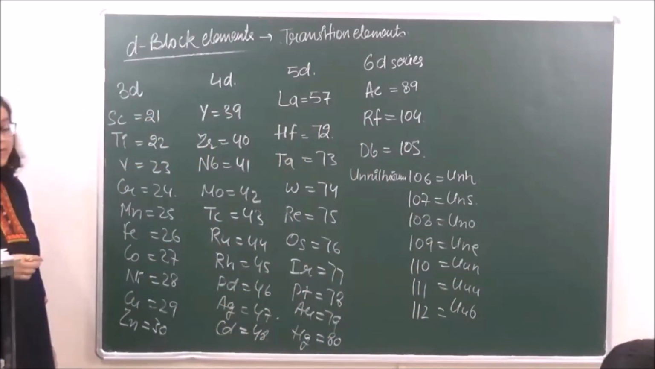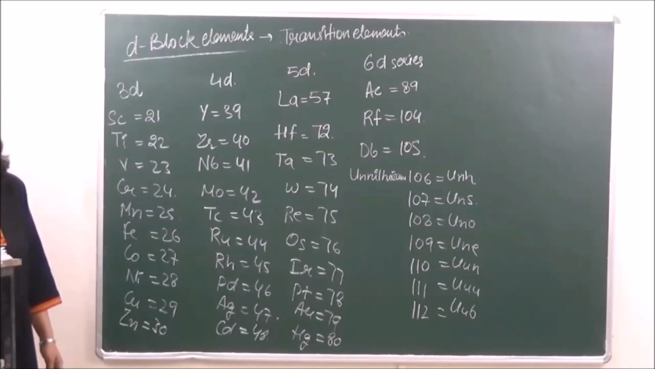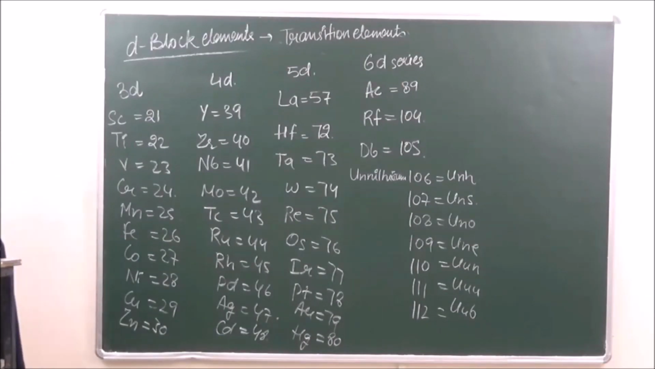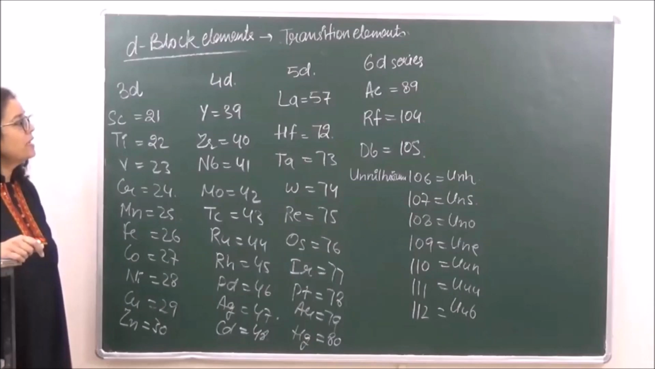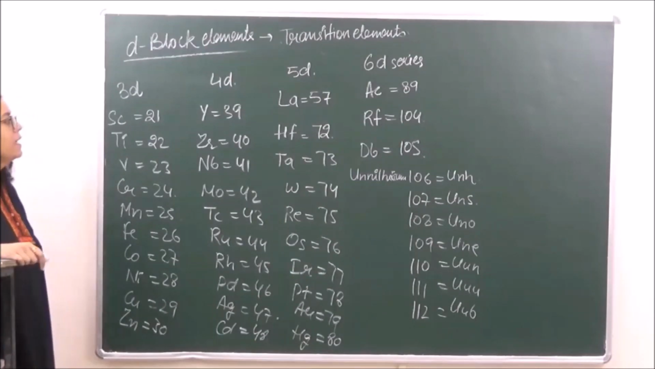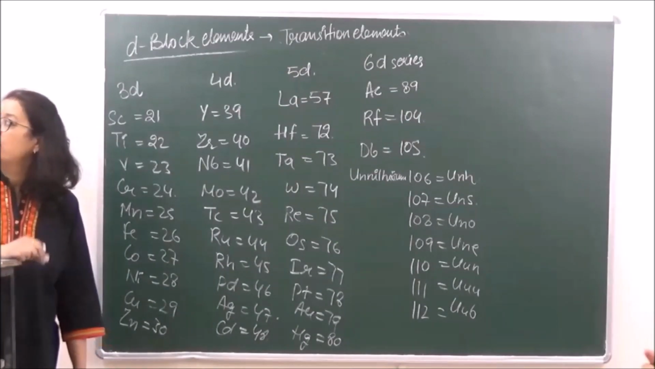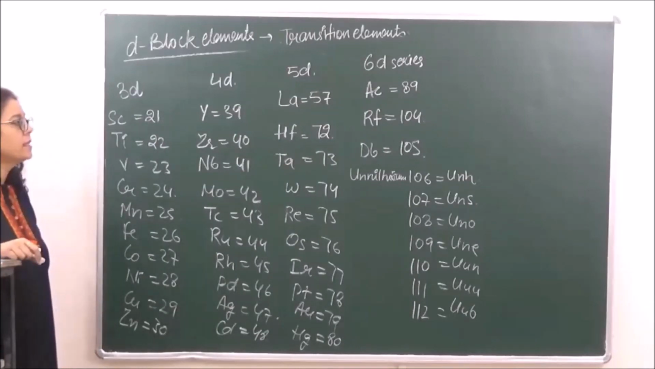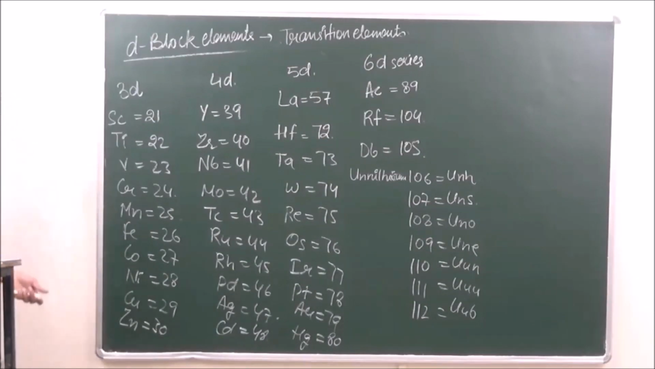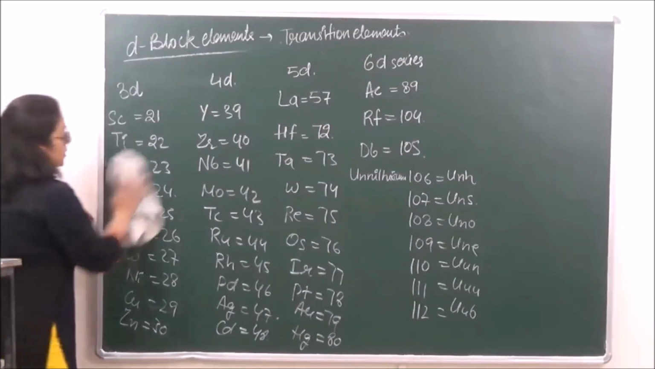Right? So this is the entire series of D block starting from 3D, 4D, 5D and 6D series. In case of 5D series from lanthanum to lutetium, first we are filling up 57. Similarly, in the actinium series, we are filling up from actinium to lawrencium, 89 to 103. Clear? Let's go on to the general characteristics of D block now.